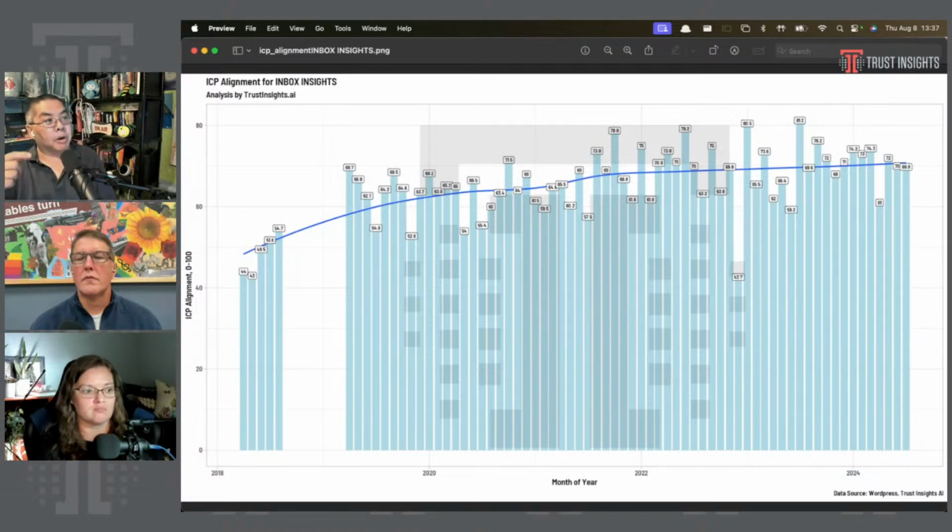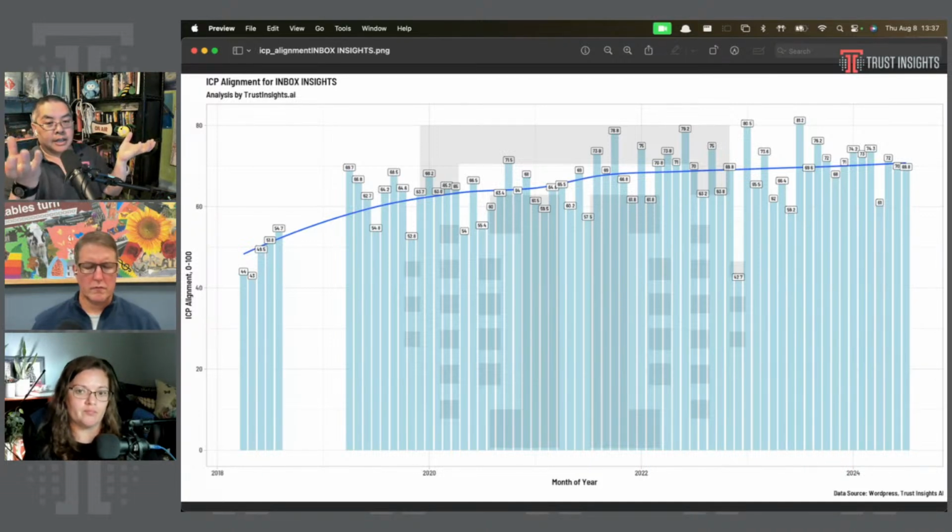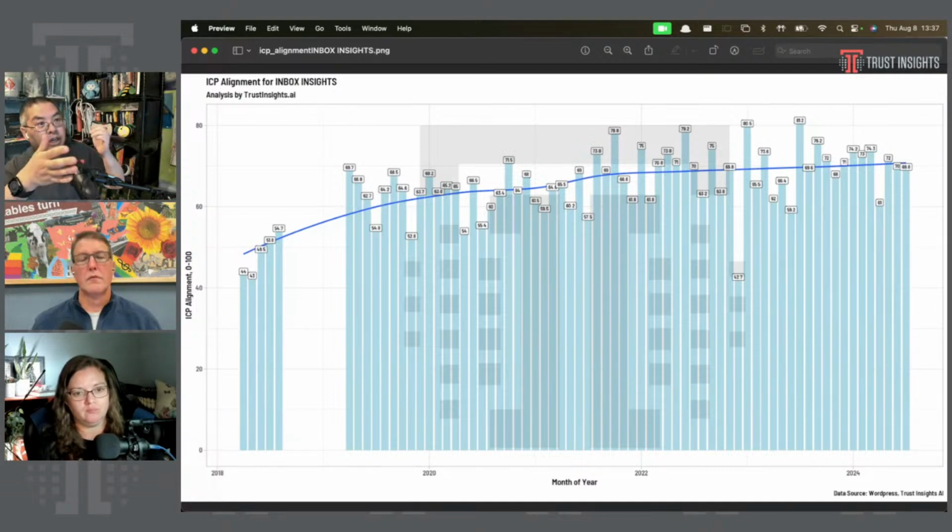And every post programmatically got pushed through Google's Gemini Flash model and said, here is the ideal customer profile for Trust Insights. Here is this piece of content. On a scale of 0 to 100, how relevant and helpful is this piece of content to the ideal customer profile's needs and pain points? And then we summed up and looked at it month over month.